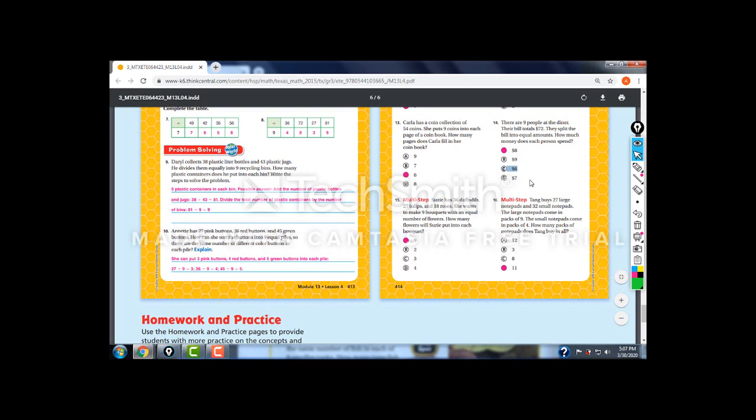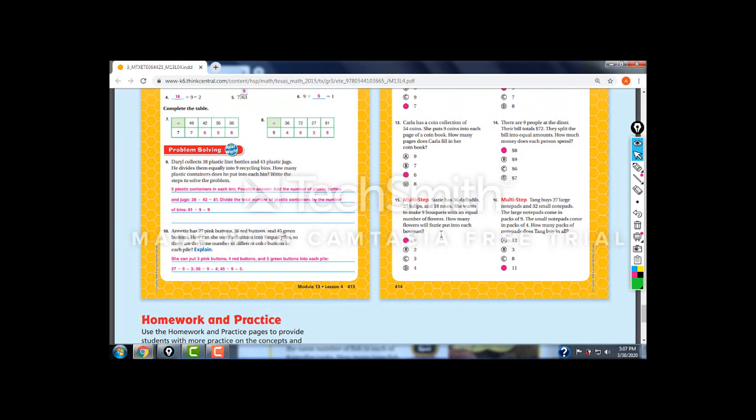And if you take a look at these, some of these don't make sense. 96, that doesn't make sense. 7, that doesn't make sense. Multi-step, you know you're going to have 2 steps to work on.